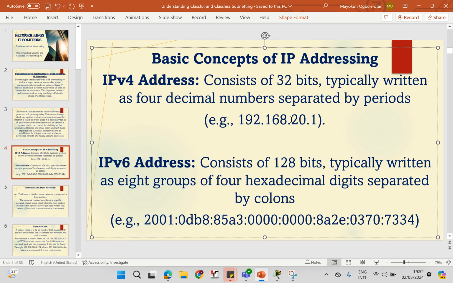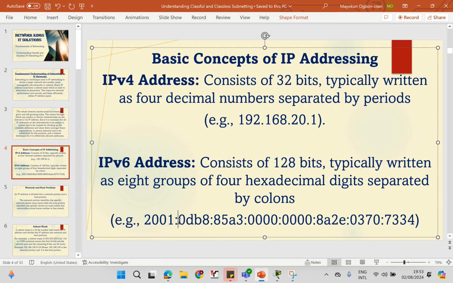Our concentration is going to be on IPv4. But then you could go for an interview and they could ask you, we have 2 major types of IP addresses, IPv what? IPv4 and IPv6. They could go further and say, okay, what is the major difference? IPv4 consists of 32 bits, while IPv6 consists of 128 bits that are written as 8 groups of 4 hexadecimal digits. Hexadecimal is base 16. The groups are separated by colons, while IPv4 is separated by periods.